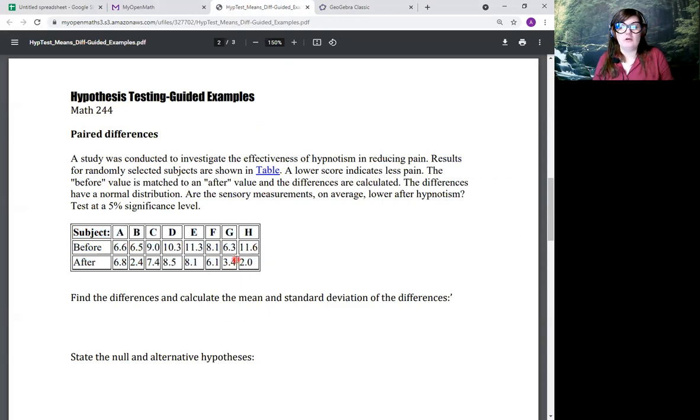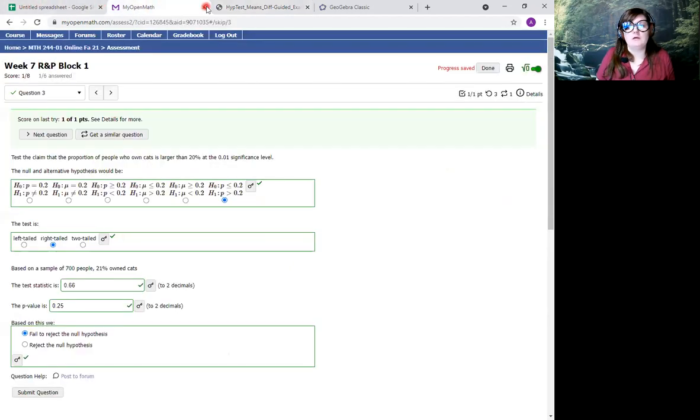These are scores that indicate pain level. So the lower the score, the less pain this individual was indicating. And now they were given hypnotism, and so they were asked to score their pain level before hypnotism, and then they were asked to score their pain level after they went through hypnotism. And what we want to know is, on average, did the hypnotism actually lower their pain level, right? That's what we're asking about.